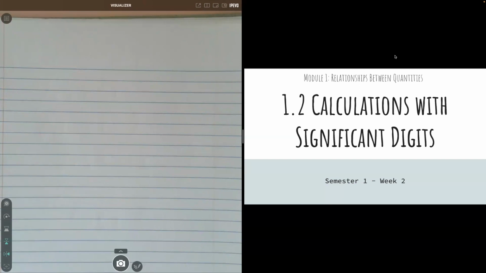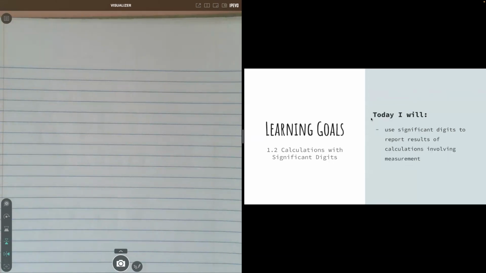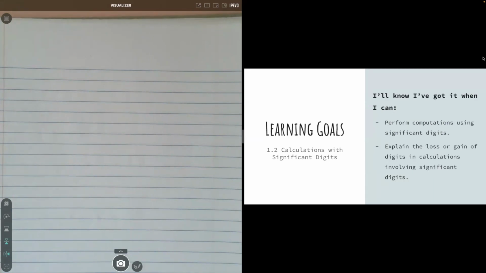Module 1, Lesson 2, Calculations with Significant Digits. For this lesson, the goal is you'll be able to use significant digits to report results of calculations involving measurement. The way that you'll know you have mastered this lesson is you can perform computations using significant digits, explain the loss or gain of digits in calculations involving significant digits.